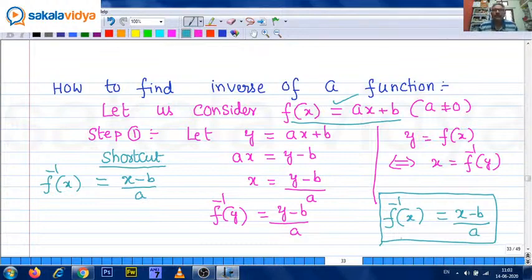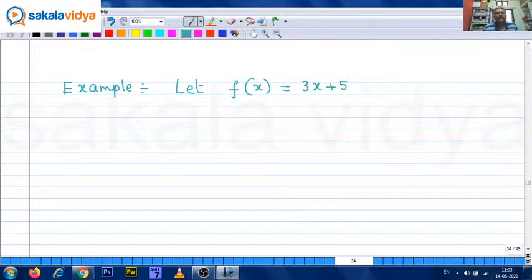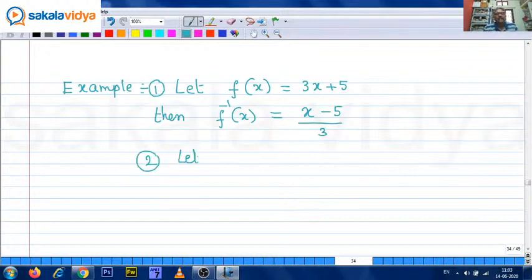Right. So now let us do some problems. For example, let f of x equals 3x plus 5. Then f inverse x. What is f inverse x? Directly we can write x minus 5 upon 3. First example. So now you need to tell me. Let f of x equals 3x minus 7, then f inverse x.